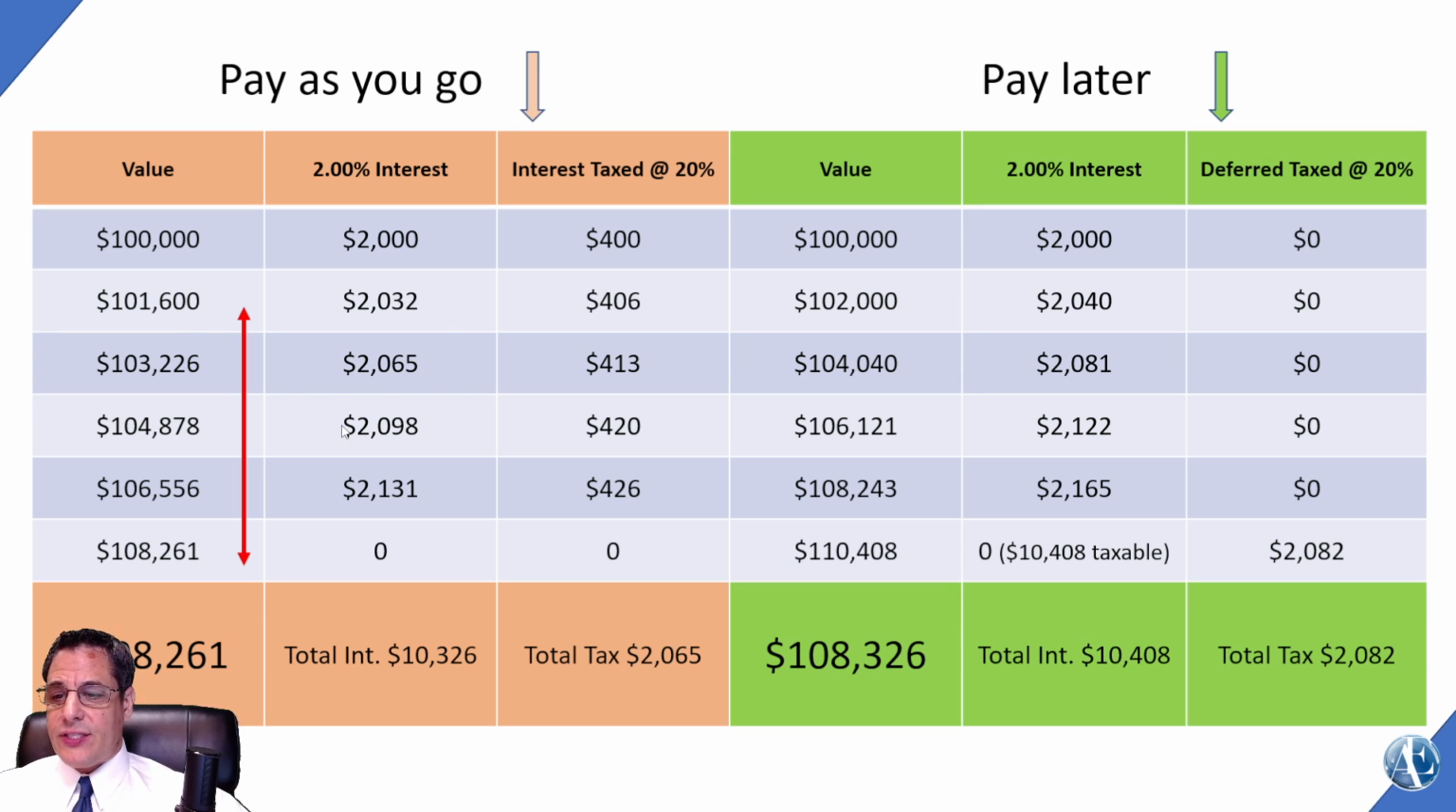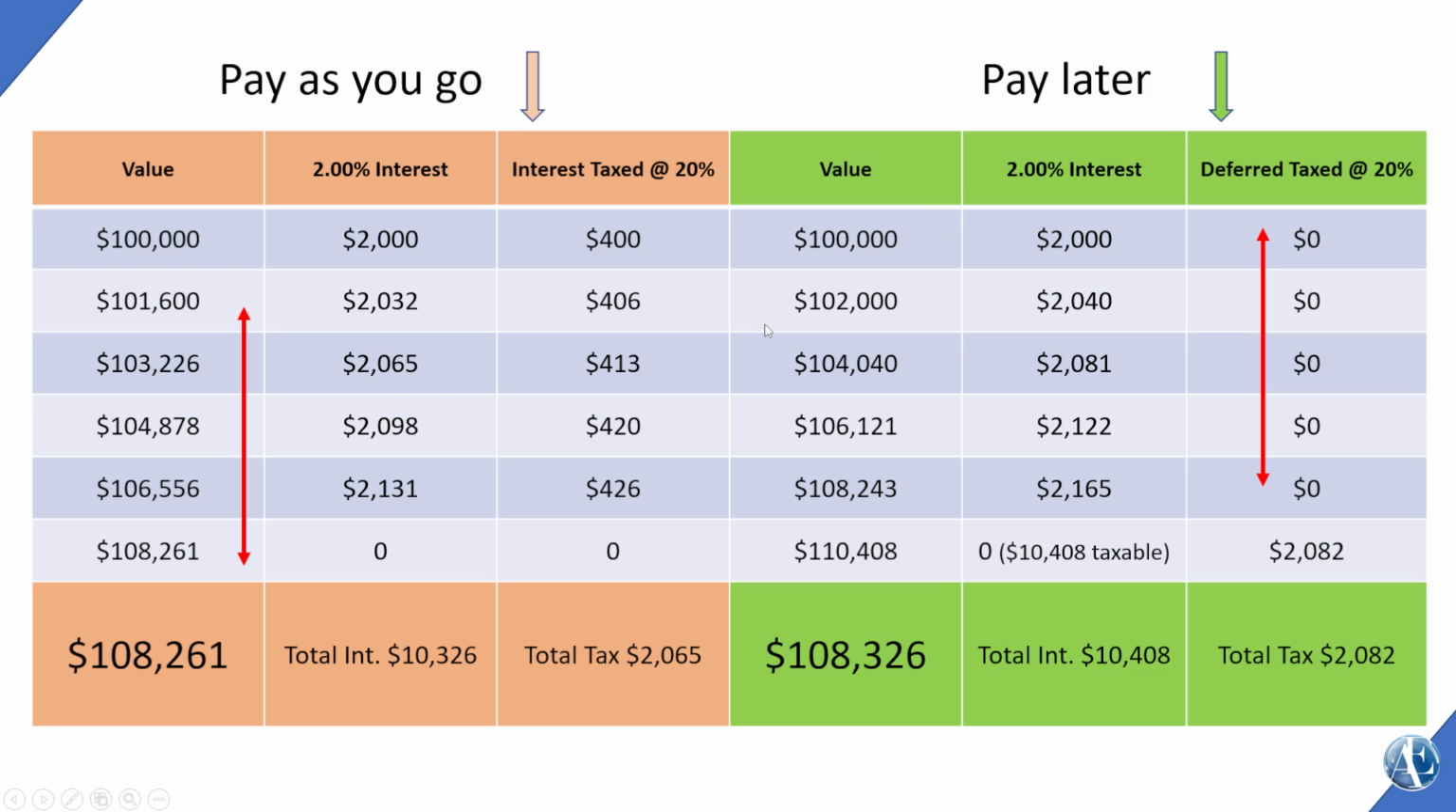So at the end, you can see the difference. Let's look at the tax deferred too. There's no tax paid along the way on the tax deferred, and as you see, at the end of the 5th year is when we're going to pay the taxes. In this case, instead of pay as you go, you're going to pay it at the end. So you made $10,408, and taxes of 20% is $2,082.